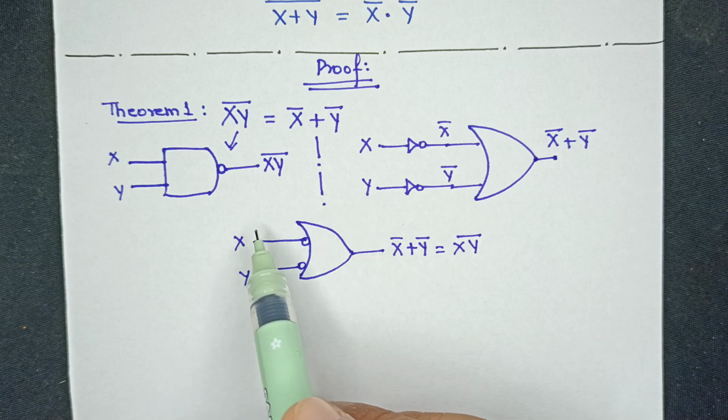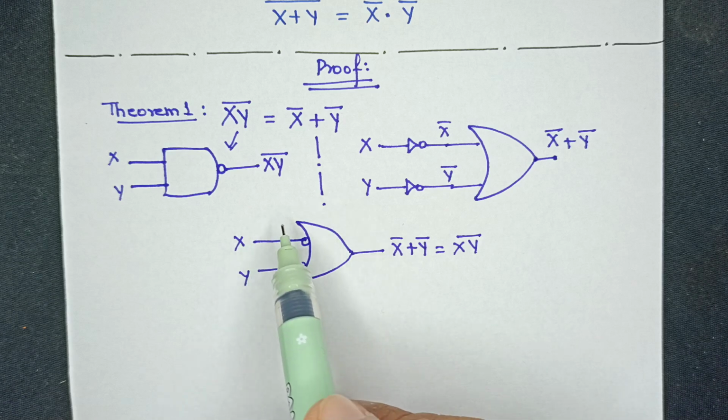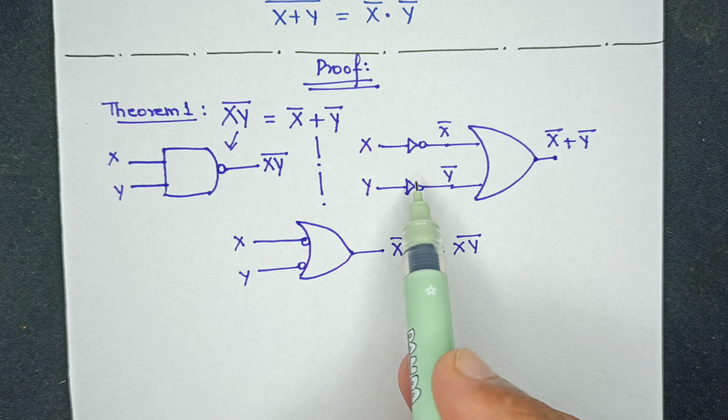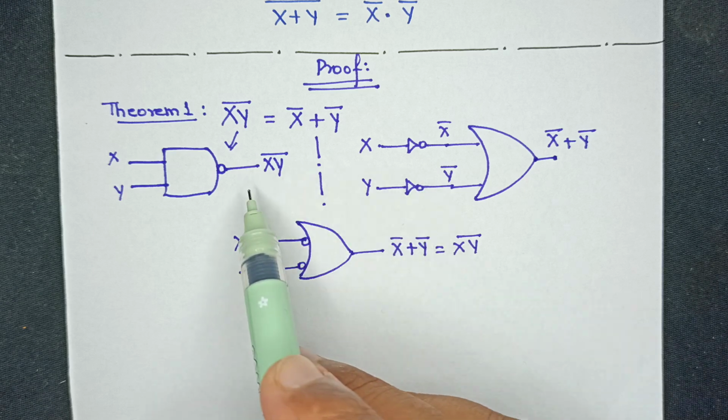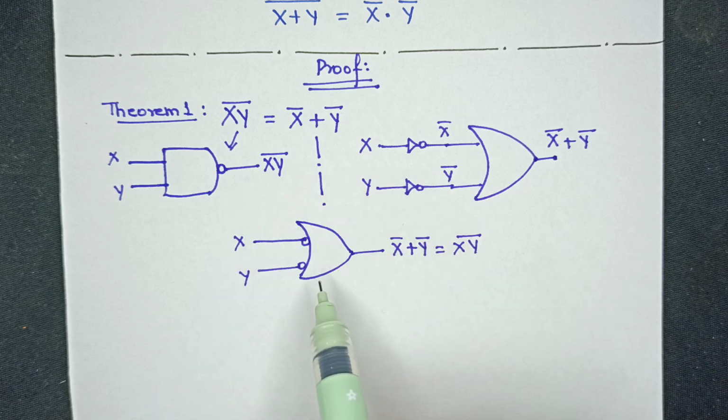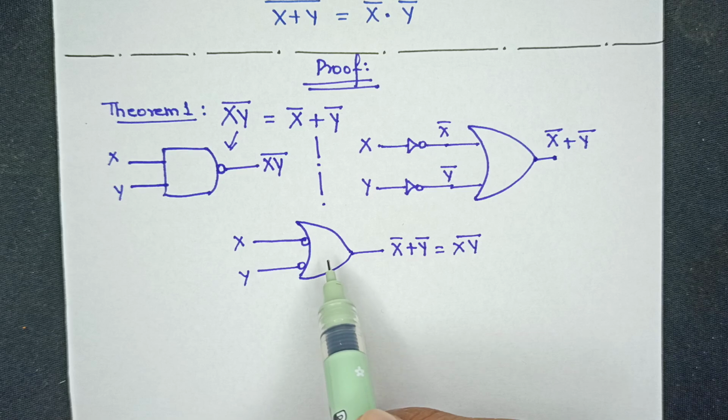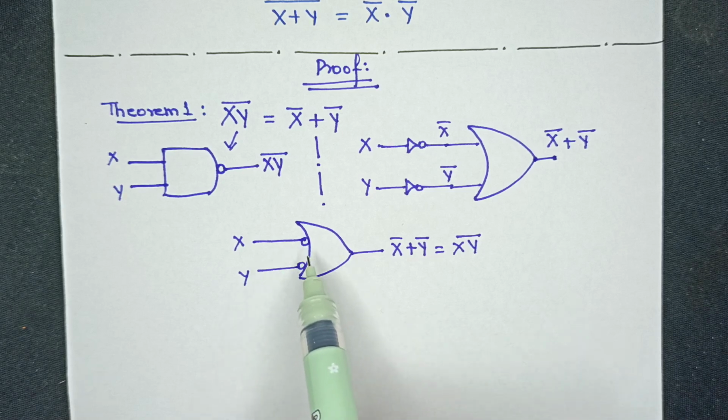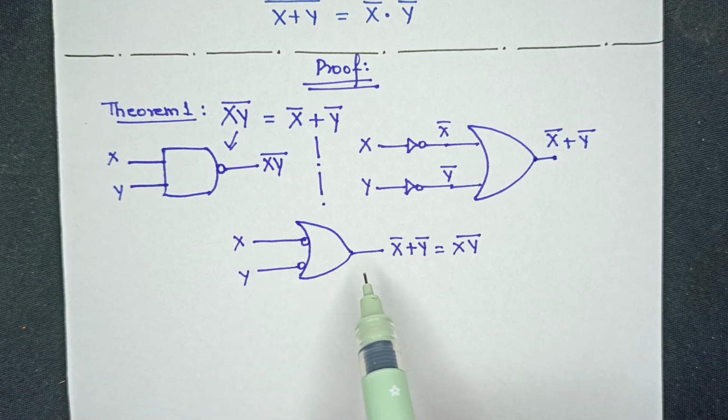So this implies that an OR gate with an inverter on each input, like right here, is equivalent to a NAND gate. Now when the OR gate with inverted inputs is used to represent the NAND function, it is usually drawn in this kind of fashion, where the small circles, or these bubbles, represent the inversion that we are looking for.